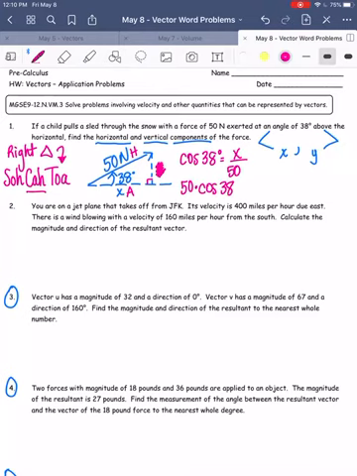So 50 times cosine 38, and you should get, does it say how to round? I did not put that in the directions, sorry. So let's do, X is approximately 39.4 units, okay? So there's our X component.